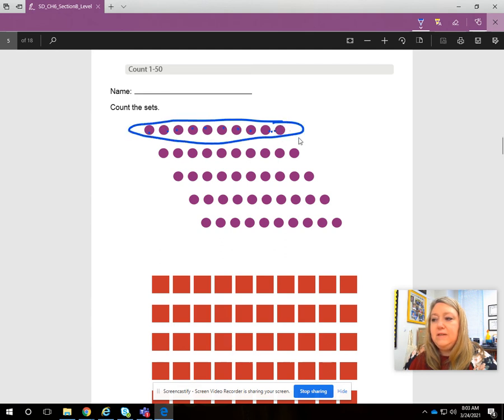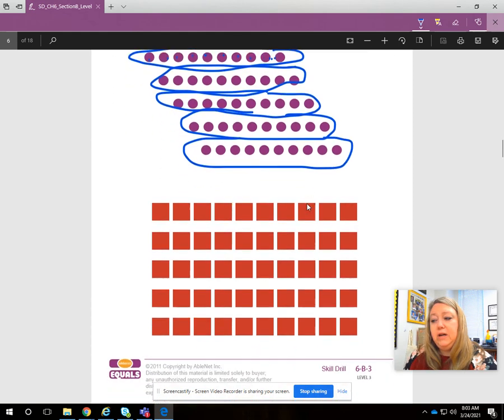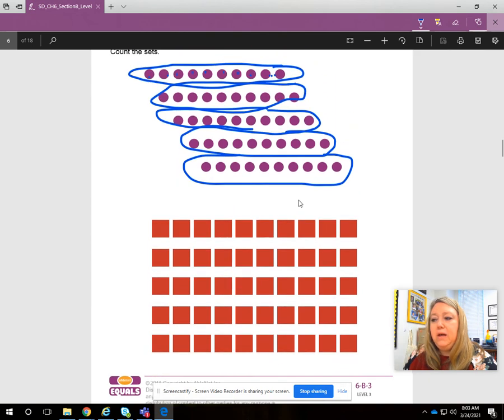So we have a set of 10, 20, 30, 40, and 50. So we have 5 sets of 10 equals 50. Very good. This bottom one, again, this time we have 1, 2, 3, 4, 5, 6, 7, 8, 9, 10.